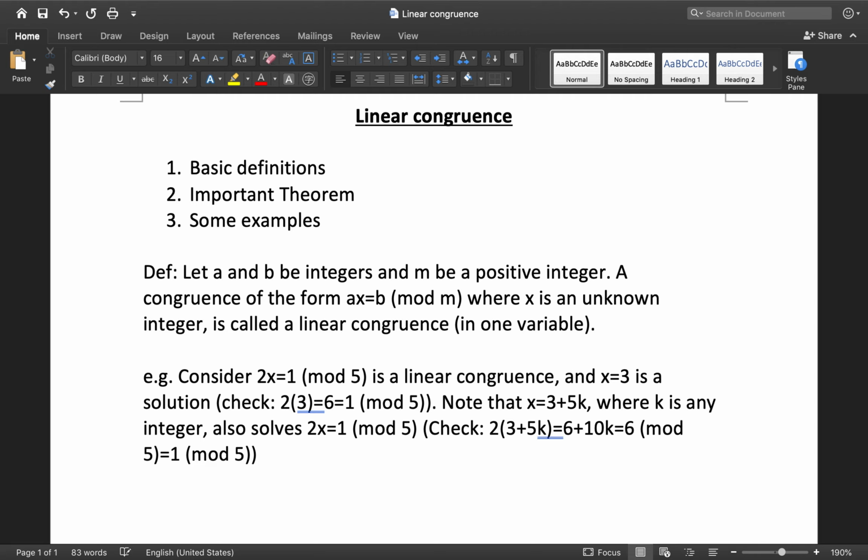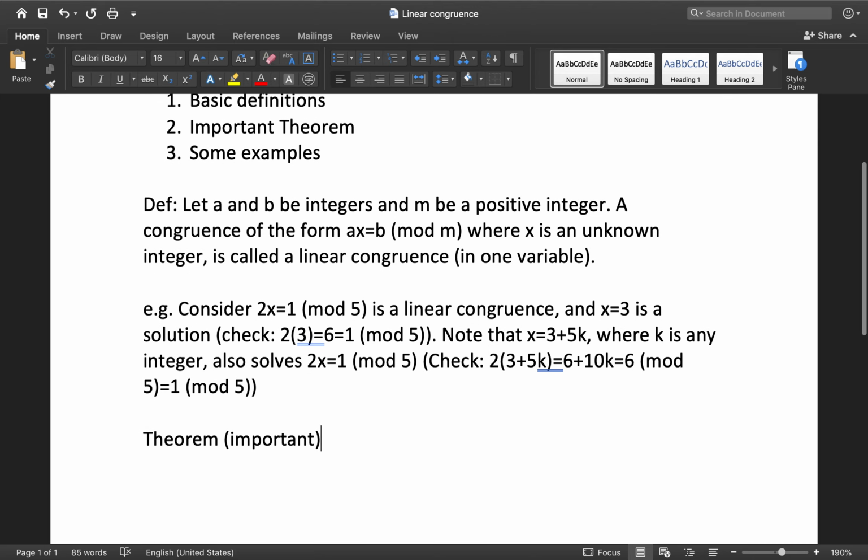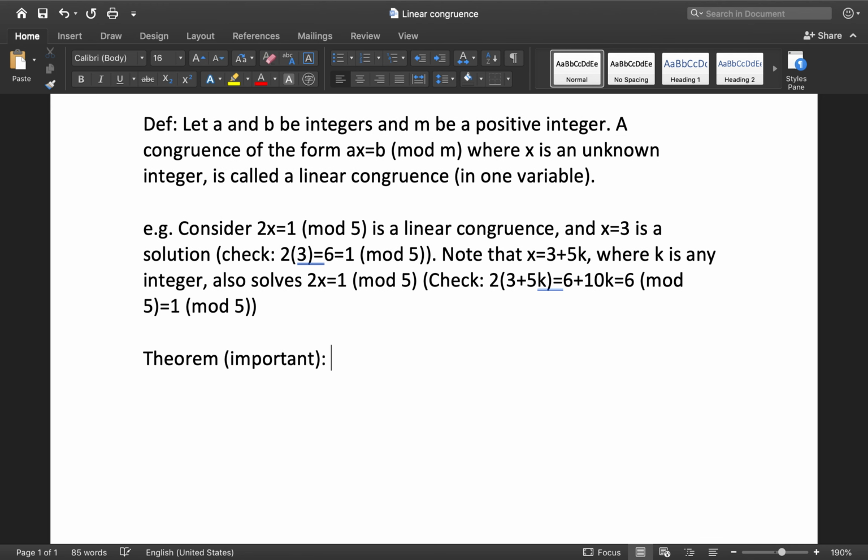In fact, we have a theorem. Let me just write down the theorem. So this theorem is important. That is the important theorem I mentioned in the outline. So let's see how and why this theorem is so important. Let's say we have a, b, m be integers. And of course, we take m to be positive because m is the integer we are taking congruence with respect to. So we are congruent with respect to m.